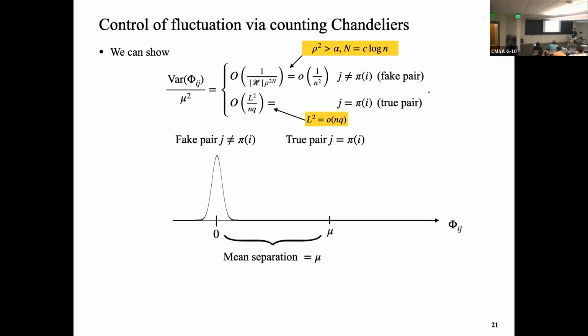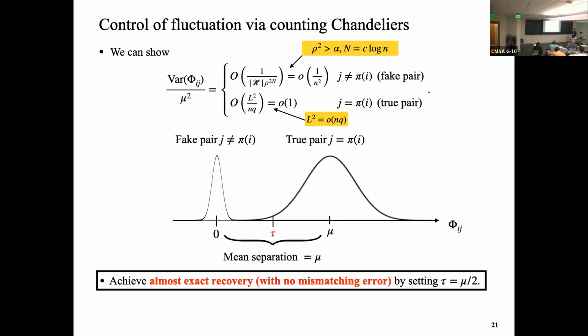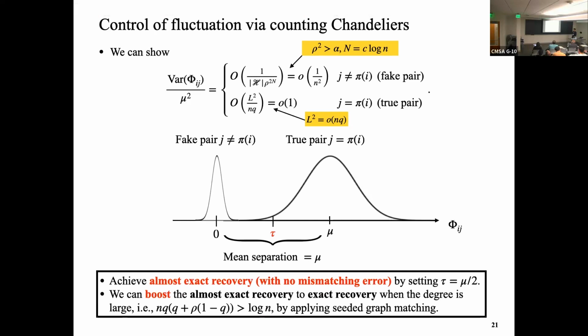So there could be a number of errors, but then this can be boosted to everything using the idea of seeded graph matching, right? Use this as the seed, whenever this is information theoretically possible, basically. So, right, this is the picture. And then, yeah, that's what I mentioned.